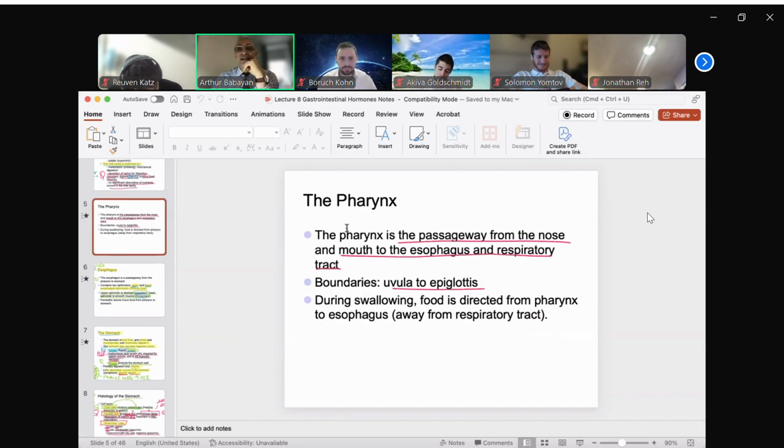Pharynx. The pharynx is the passageway from the nose and mouth to the esophagus and respiratory tract. It has a uvula. When you eat, it closes off the respiratory system, that's why you're not choking. When you're breathing, it closes off the digestive system. That's why it can make those movements during swallowing, directing food from the pharynx to the esophagus.